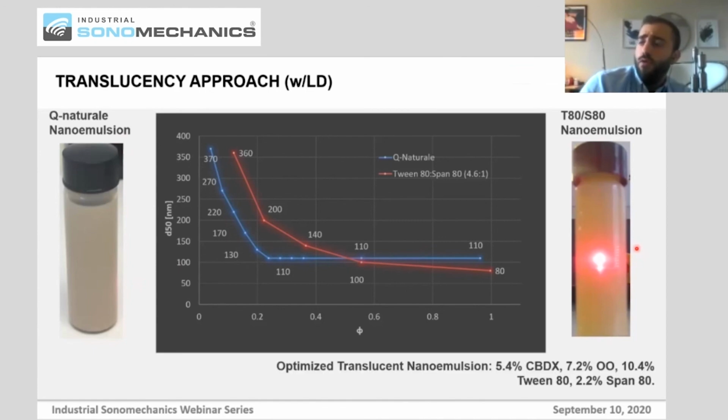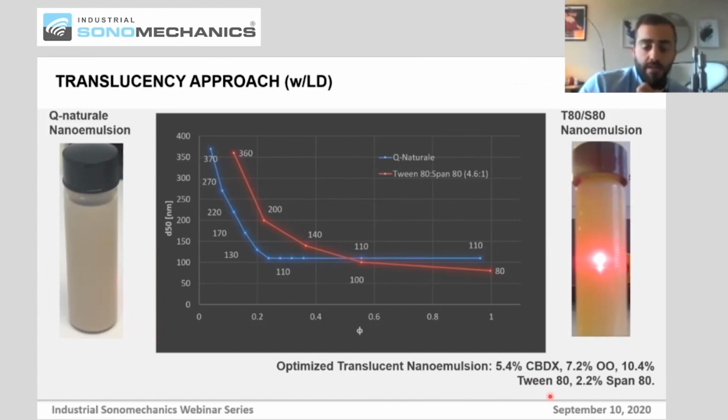The optimized translucent nano-emulsion came out to be about 5.4% CBD extract, 7.2% olive oil, 10.4% Tween 80, and 2.2% Span 80. All the studies we've described until now were performed on a lab scale sonicator, and we utilized laser diffraction to measure the droplet size. At this point though, now that we knew our droplets were translucent and below 100 nanometers, we moved our analysis approach over to DLS, and we wanted to demonstrate that this process could be scaled up to potential commercial volumes.